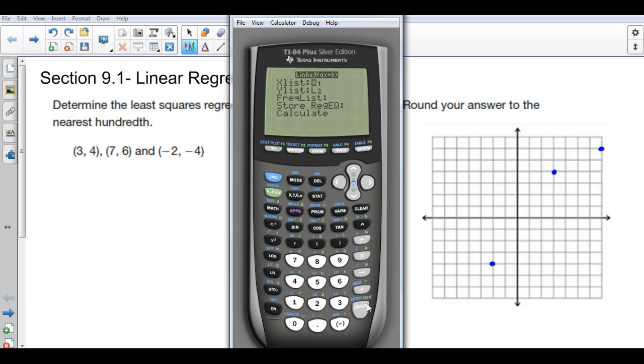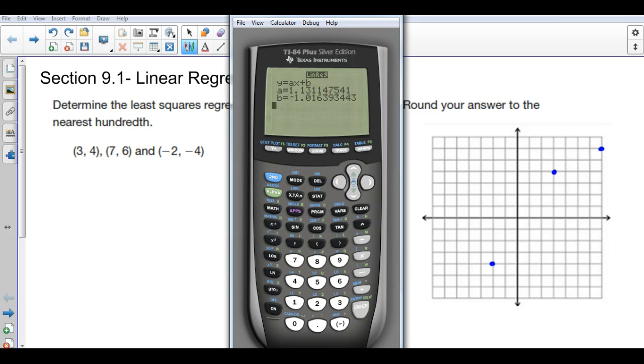Now I have the TI-84 Plus, so it's going to give me this option. Some calculators might just kind of default to a screen that's going to flash linear regression. If that's the case, you're just going to hit enter. So L1 is what we use for our x's. L2 is what we used for our y's. I'm going to go down to where it says calculate, and it tells me y equals ax plus b, where a is 1.13 and my b value is -1.02.